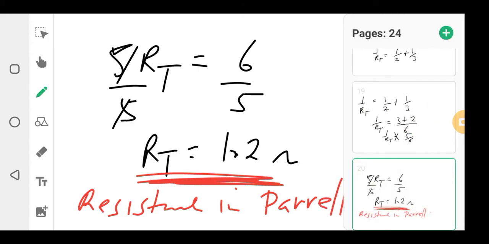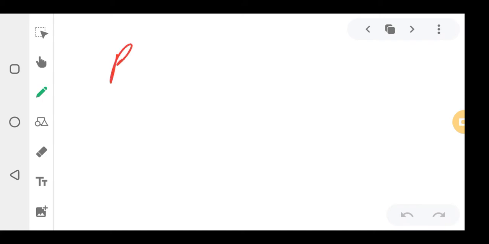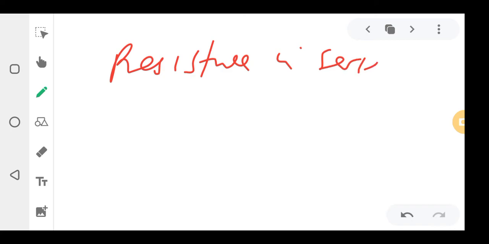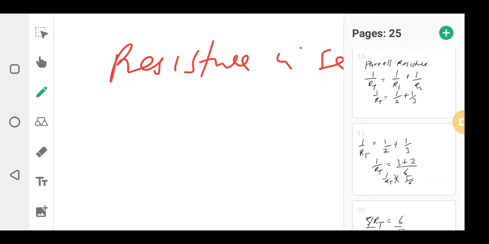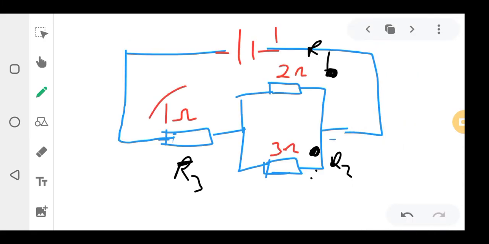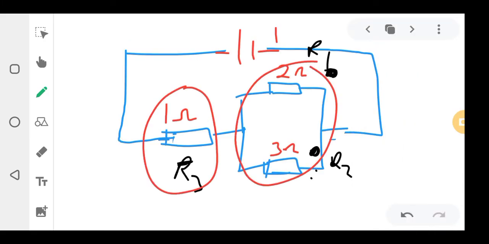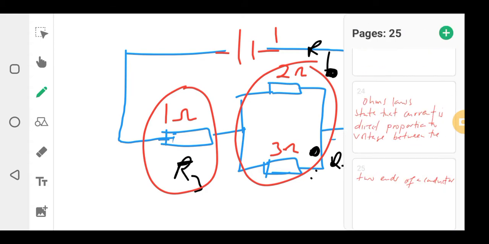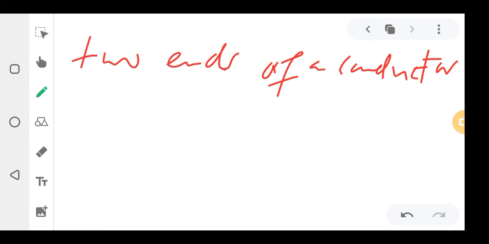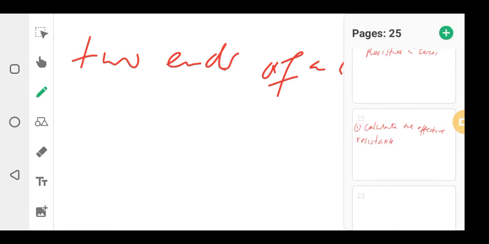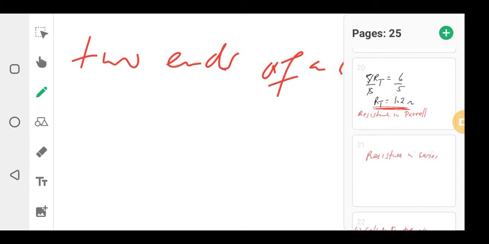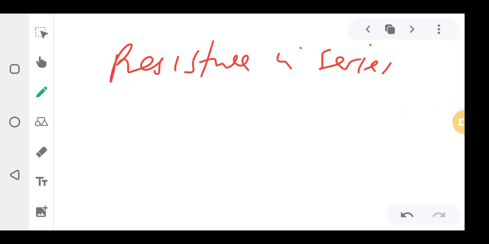And then we also have resistance in series. Which one was in series? If you remember, the one that was in series in the diagram is this one. These two were in parallel. So the one in series, I'll put it there. For series, the one in series is what?